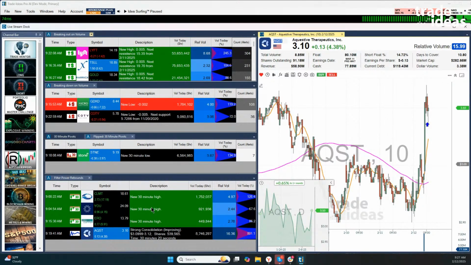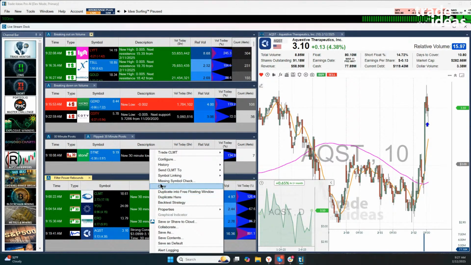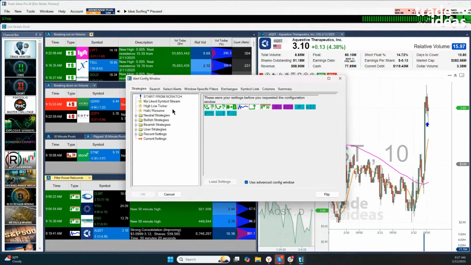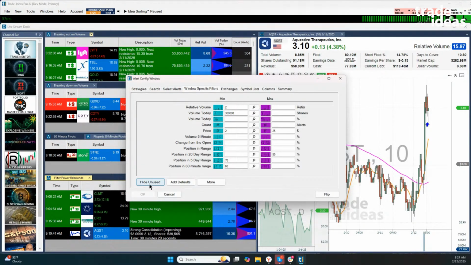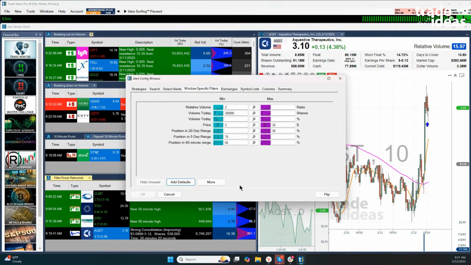And once again, it's the power of our filters, which is the focus of today's live stream. Right click and configure. I'm going to jump right into the Windows specific filters. I'm going to hide unused and let's get after it. Notice all of these windows in terms of price, 2, 25, 300,000, and 2 times relative volume. I've kept that the same for every window, not just over here, but every single window. But I'm going to show you now some of the detailed power of the filters.